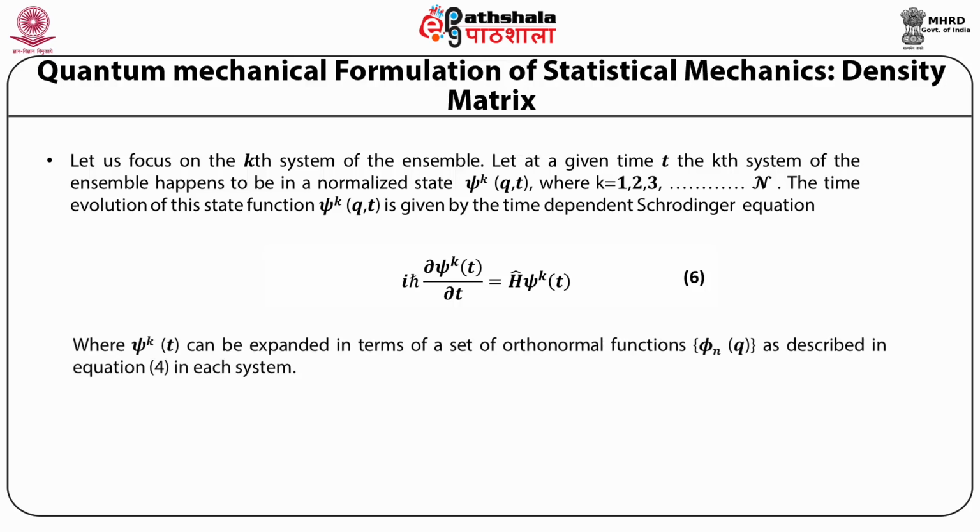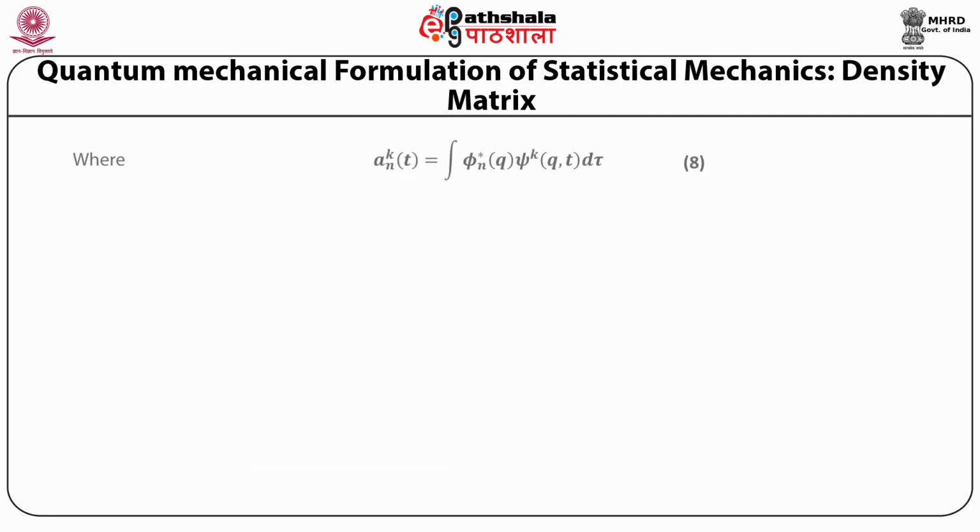where ψ_k can be expanded in terms of a set of orthonormal functions φ_n(q) as described in equation 4 in each system. That is, ψ_k(q,t) is equal to summation over n of a_nk(t) multiplied by φ_n(q), where a_nk(t) is equal to the integral of φ_n*(q) multiplied by ψ_k(q,t) over the whole space.